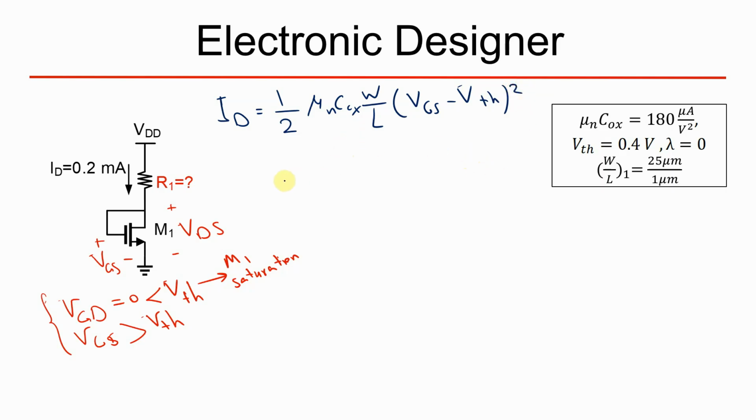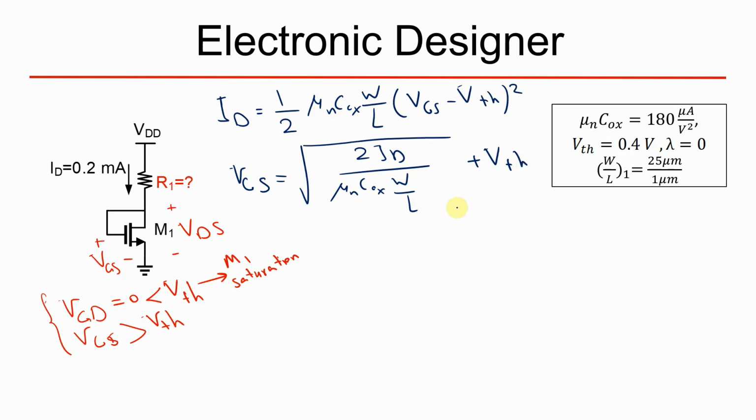With some simple mathematics, you can get the result that gate source voltage equals the square root of 2 times I drain divided by mu n C oxide W over L, plus V threshold, out of the square root. I drain equals 0.2 milliamp, and don't forget that all of this current goes through this NMOS because the gate current equals 0. You better keep that in your mind.